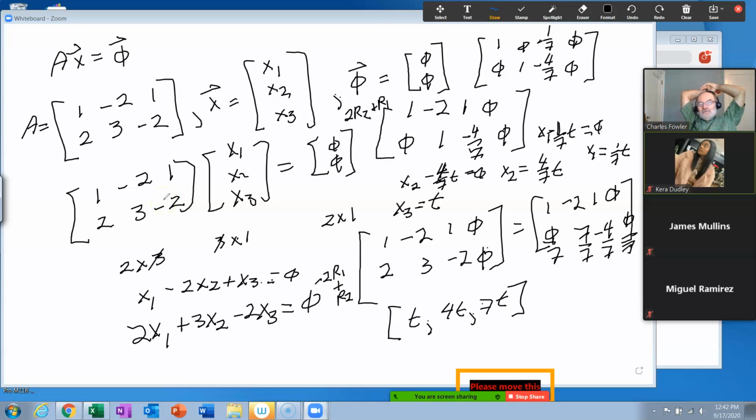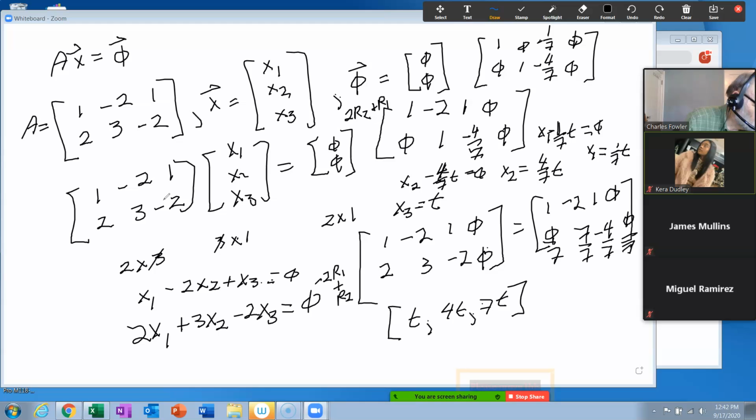Any t that you put in there is going to make that work. So there's our solution: x1 equals t, x2 equals 4t, and x3 equals 7t.